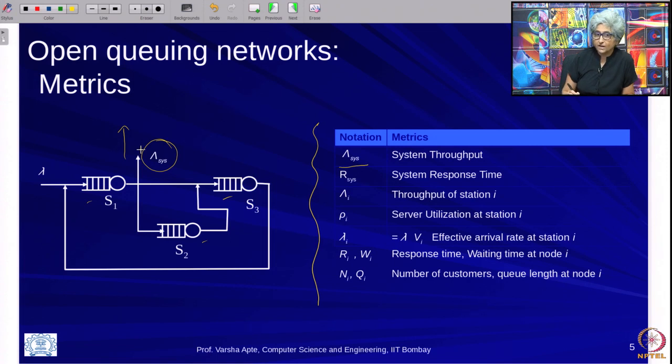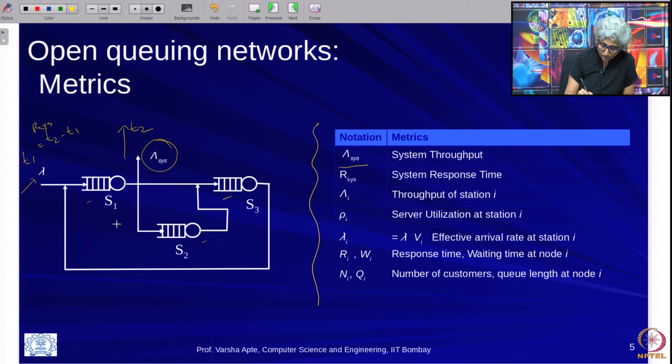System response time, again the definition is the same, time from entry, right? That is where the request will start and then they will exit. Suppose this was time t1, and this was time t2, then basically R sys is t2 minus t1. Okay? So, that is the total time required for requests to complete their multiple visits, get their service and leave the system. Throughput of station i continues to be the same again.